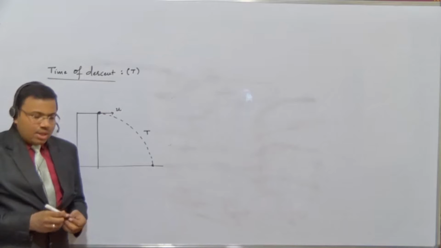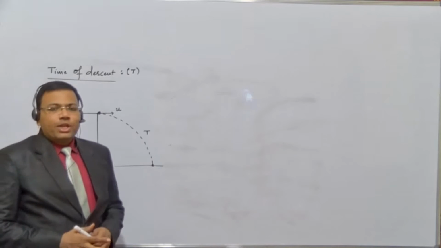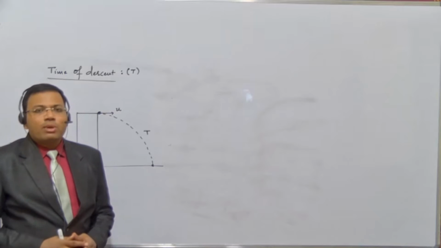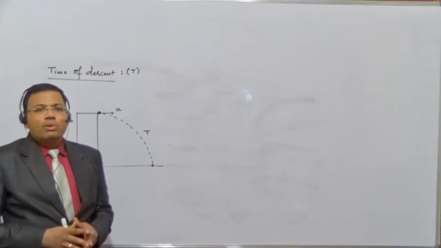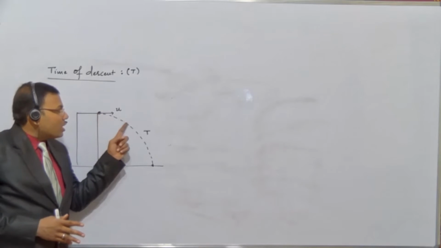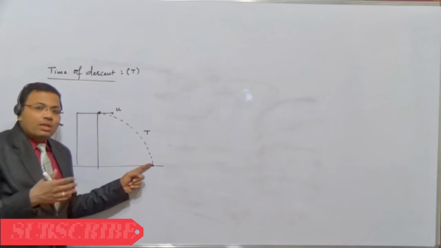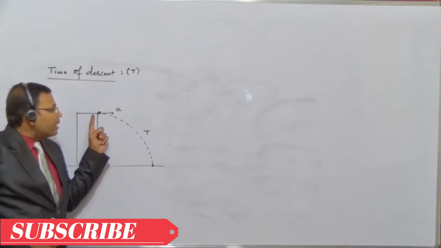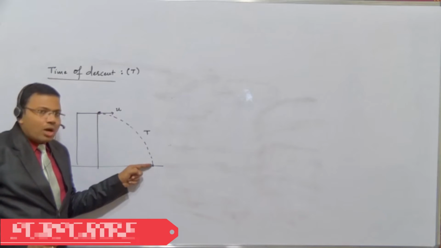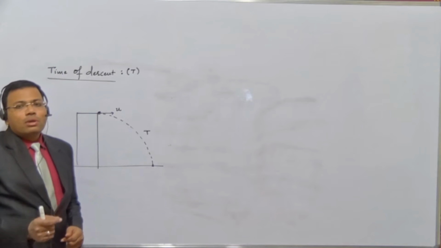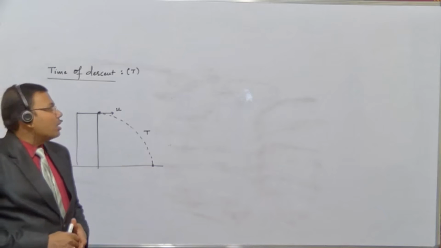The reason here is I have given you the definition for time of flight. The time of flight is the time for which the body remains in air. So here we are seeing the body remaining in air for this much time, which exactly suits the definition of time of flight. And it is the time taken by the object to reach the ground, which again suits the definition of time of descent.